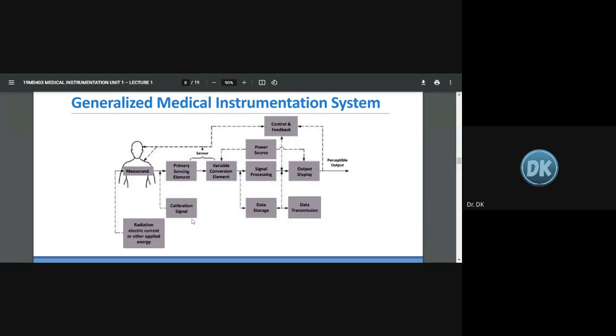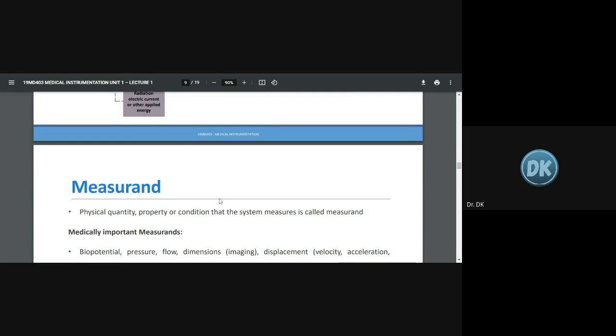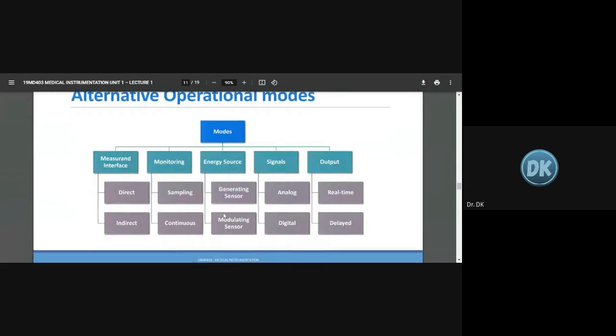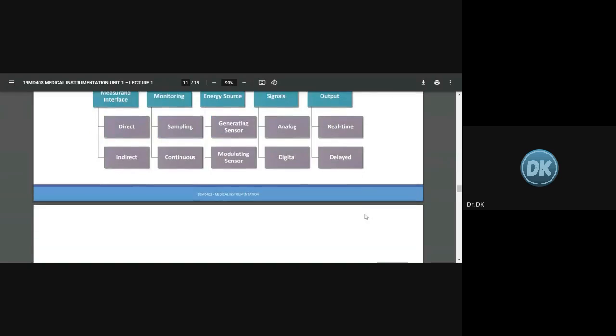And then there is a calibration signal. So like I said, all the medical equipment needs calibration, right? So we need a calibration signal, and then there is a radiation and other applied energy for other medical devices which is used for treatment purposes. And then you have a data storage and data transmission. So this is the generalized medical instrumentation system. Like I said, this is a very repeated question which you can expect in all the university exams. Okay. And these definitions and all we have discussed, and then these operating modes we have discussed.